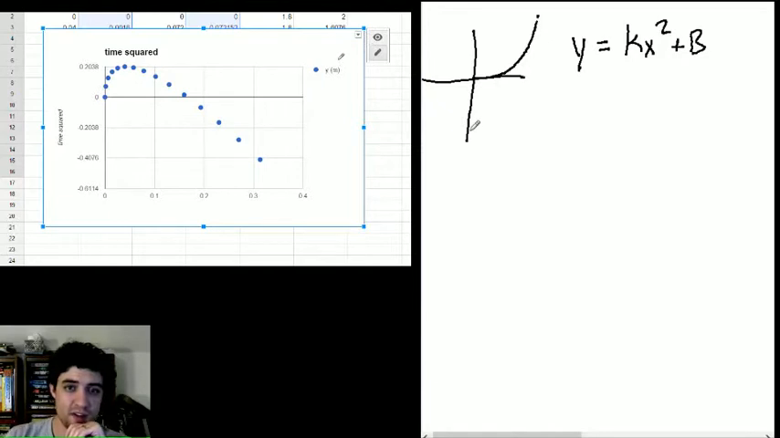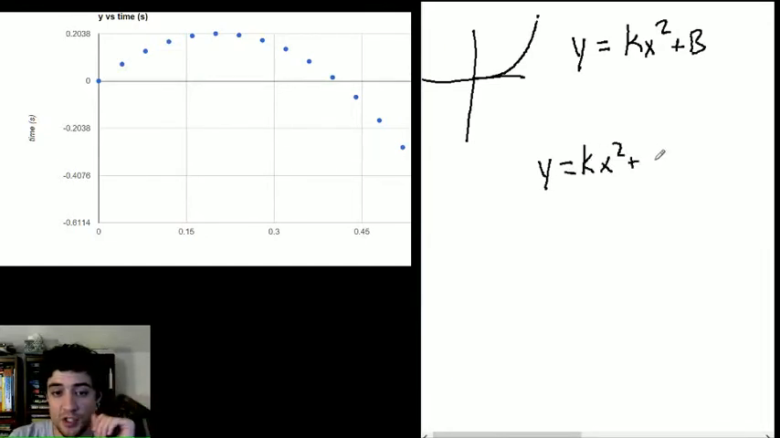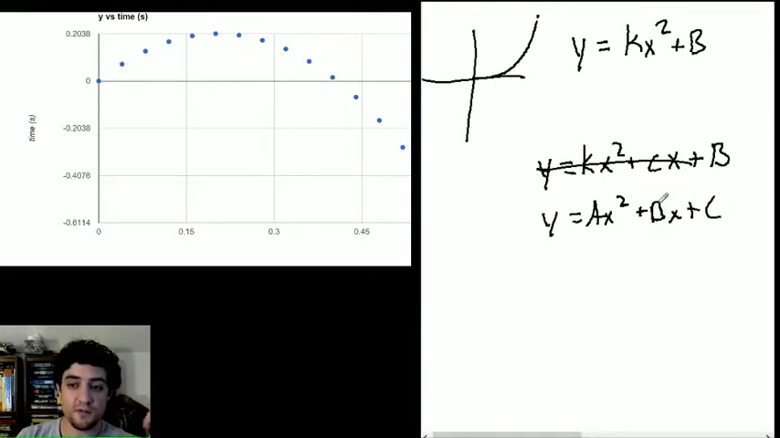What we have in our original data, so to click over so you can actually see that, this thing doesn't look like that. What that looks like is this. We have y is equal to kx squared plus something else, call it c, whatever, cx plus b. Whatever, that's a nightmare, you don't write that. ax squared plus bx plus c. This is the form we have.